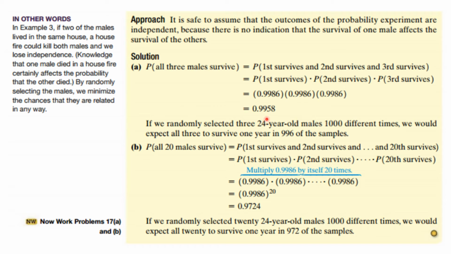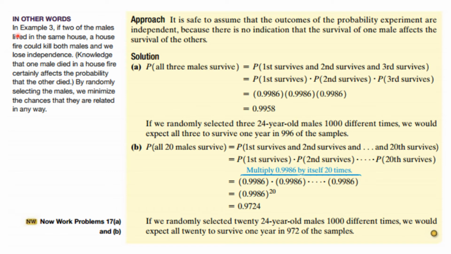So the probability that all 3 randomly selected males survive is in excess of 99%, or 996 out of 1,000. For all 20 to survive, if we picked 20, we raise that 0.9986 to the 20th power and we get this. And so there's a great probability, in excess of 97%, that all 20 will survive.